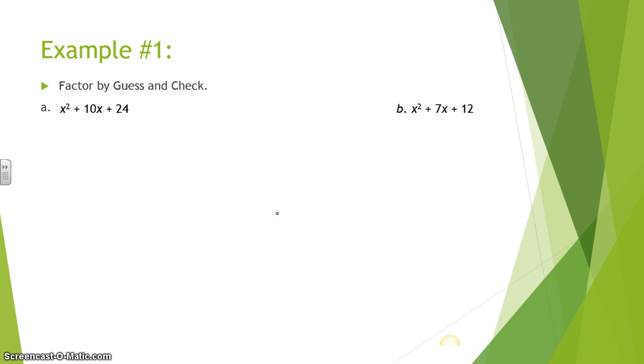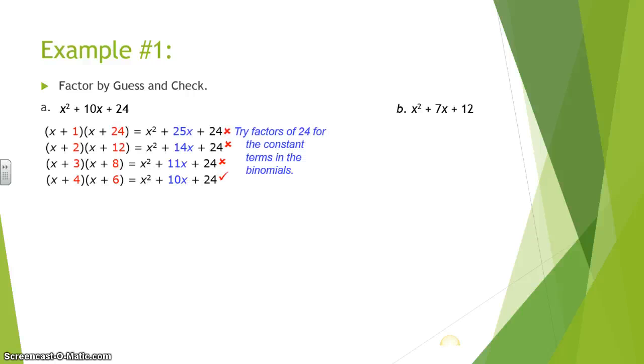The first set we're going to factor by guess and check. So we have x squared plus 10x plus 24. So the first thing to think about is to list all the factors of 24 and then find, when you add the two factors, which one will add to be 10. So you have 1 and 24. That adds to be 25x, so this one is out.